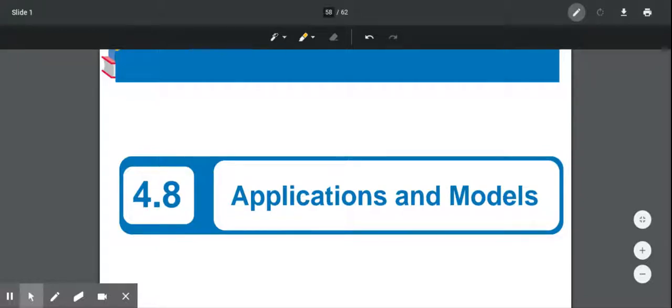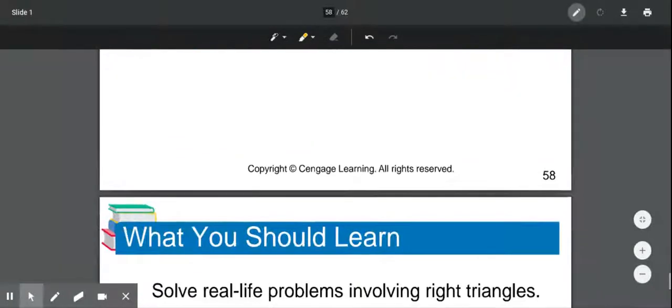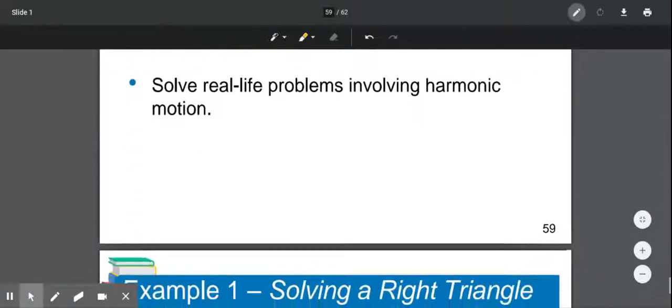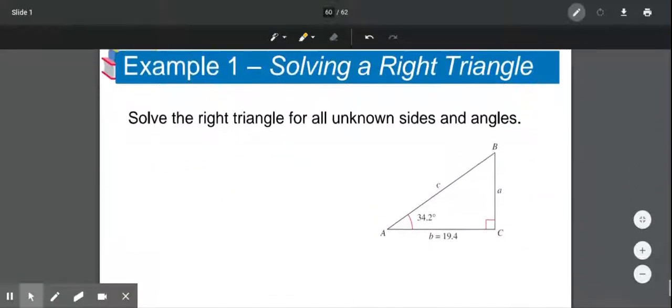In section 4.8, we're just going to be talking about applications of our trig functions. So we're going to be using right triangle trigonometry to solve story problems. We just have a few examples to go through here. The first one is we're just going to solve for the right triangle.